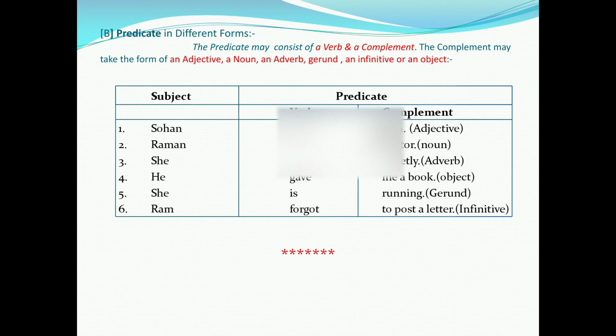Ram forgot to post a letter. Ram is subject. Forgot to post a letter is a predicate. Here forgot is verb and complement is to post a letter. Infinitive फॉर्म में complement आया है तो this is a predicate part.